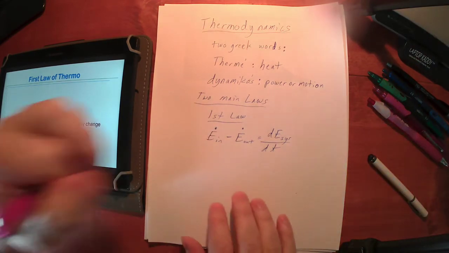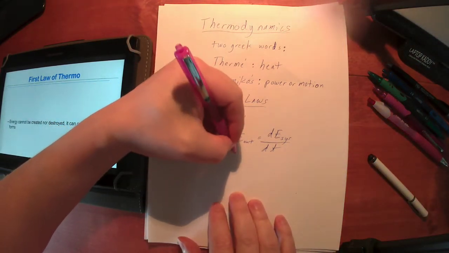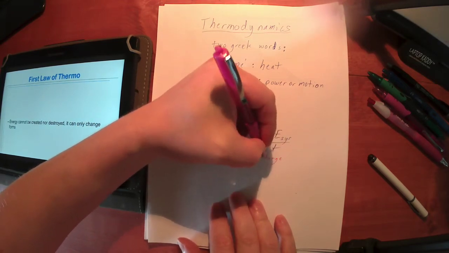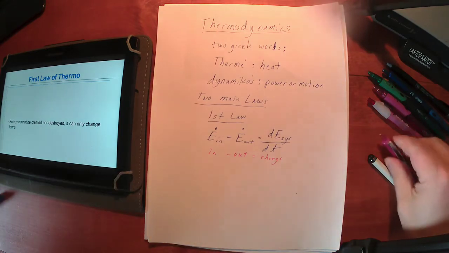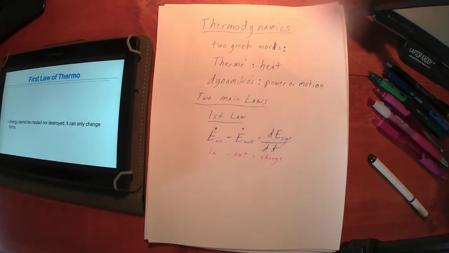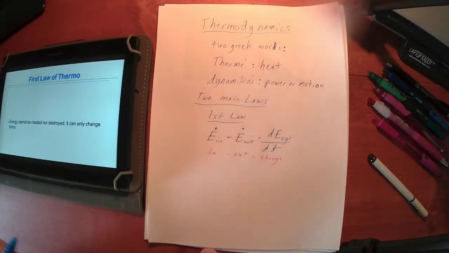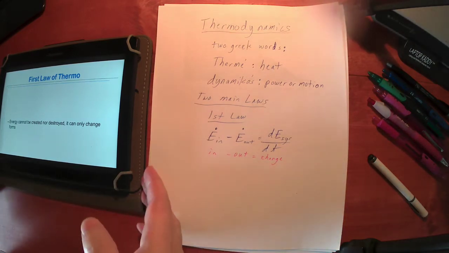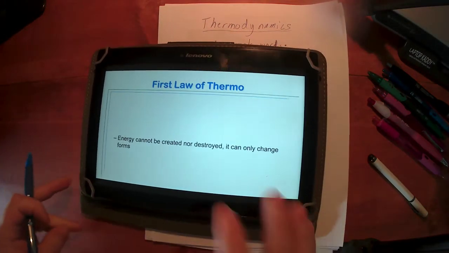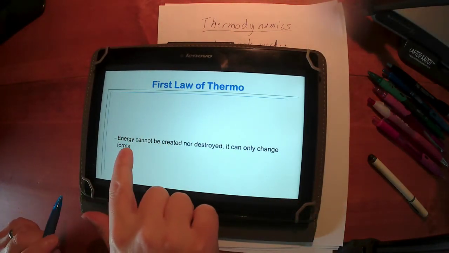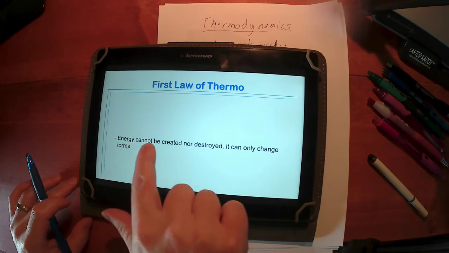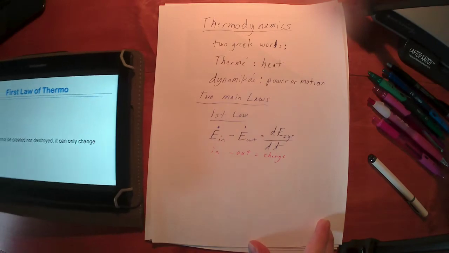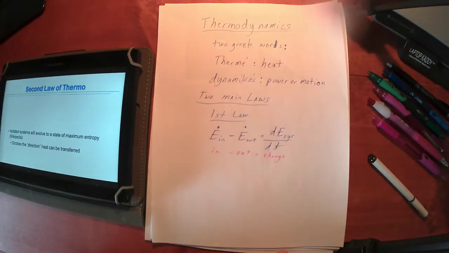I always like to say, in minus out equals change. It's a conservation principle. The first law of thermodynamics is essentially the conservation of energy principle. Energy in minus the energy out has to equal the energy change. Normally I would write that equation here if it was on PowerPoint slides or Smartboard, but the idea is energy cannot be created nor destroyed, it can only change forms. That is the first law of thermodynamics.